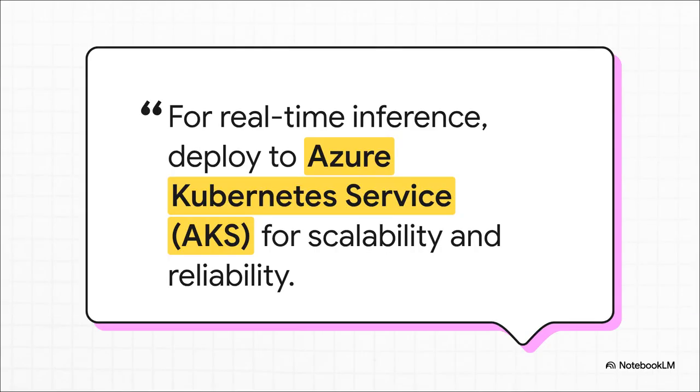And to get that model out into the real world, handling live predictions, the go-to service is Azure Kubernetes Service, or AKS. It's built for scale, it's built for reliability, and it makes sure your model can handle all the traffic the real world throws at it.